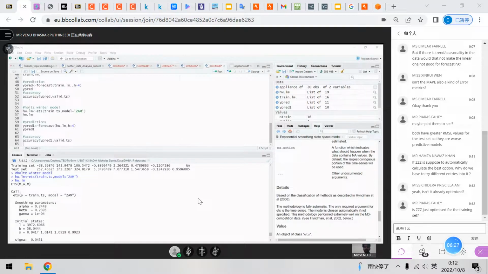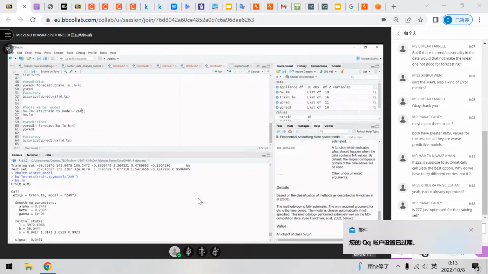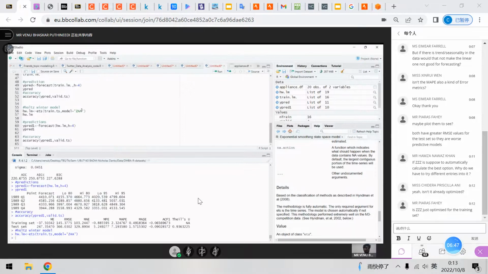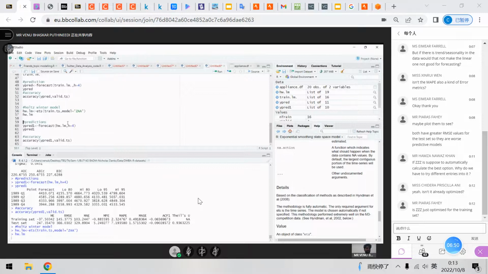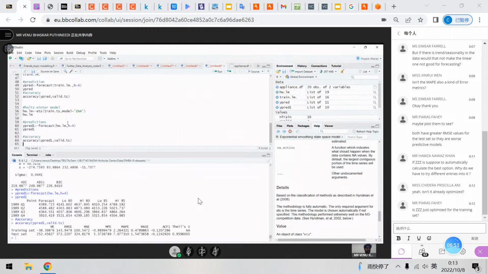You're supposed to automatically calculate the best option. Why do we have to try? Initially when we started with the question, we are supposed to take ZAA, because we see an additive trend and additive seasonality. But to give you a fair understanding, I started with ZZZ. If you start with ZAA, your error metrics are this. Your MAPE is worse, it's 7.07, and when you change that to ZZZ, your accuracy would be 4. I mean, it's getting better. That is what they wanted to ask.